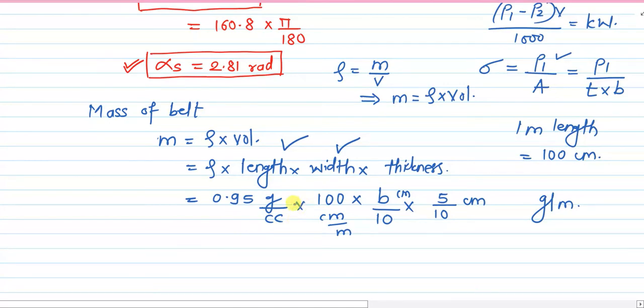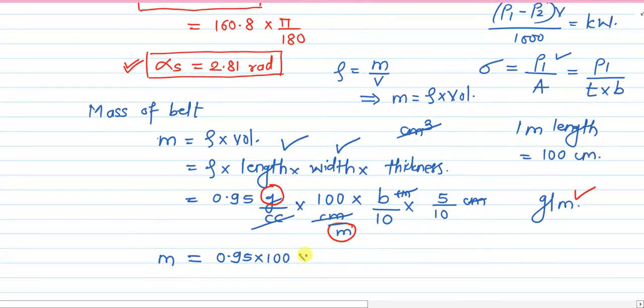Because this is cubic centimeter, in the sense centimeter cube, the 1 centimeter cube will cancel out. So what will remain with us is gram from here and per meter from here. Ultimately it will give us this entire equation in grams per meter. That will be the mass equation. So let us now multiply all the quantities. So m will be equal to this quantity, but this is still in gram. We can convert it into kg.